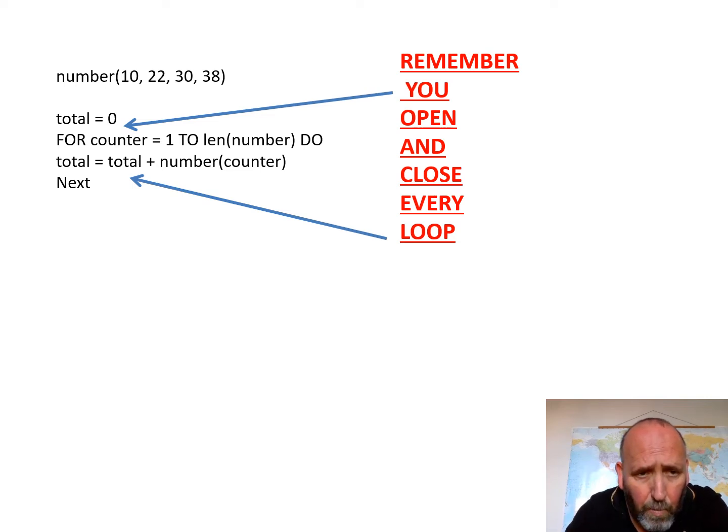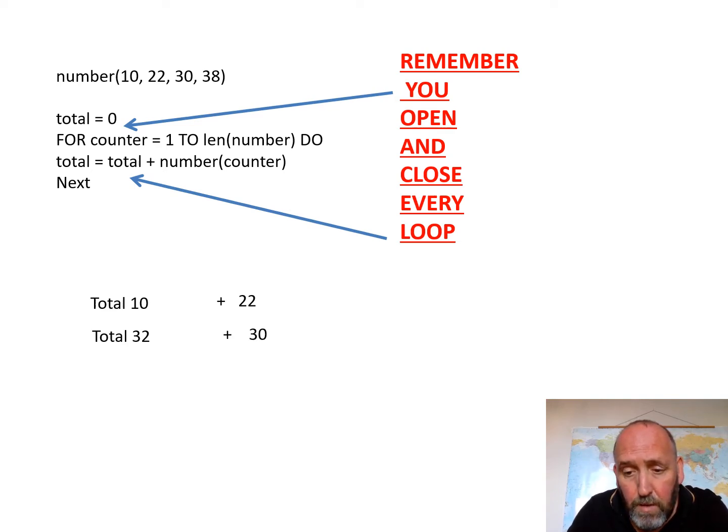Number counter: if it was 1, would be 10. If it's 2, it's 22. If it's 3, it's 30. And if it's 4, it's 38. It's going to add it up. So let's try it. The first time through the loop, when it's 1, total becomes 0 plus 10, total becomes 10. When it gets to 2, total equals 10 plus 22, so it becomes 32. When it becomes 3, total becomes 32 plus 30, becomes 62. And when it becomes 4, total becomes 62 plus 38, which we can work out is 100.